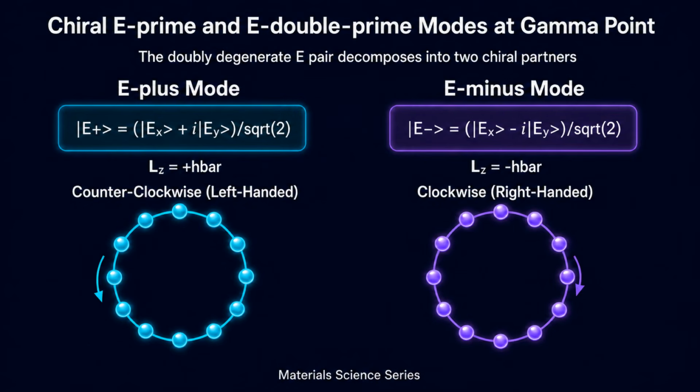At the gamma point, the doubly degenerate E' and E" modes can be decomposed into chiral eigenstates. E+ equals the linear combination of Ex plus i times Ey divided by root 2, carrying angular momentum plus ħ. E- is the opposite combination with minus ħ. These represent atoms executing circular motion in opposite directions.